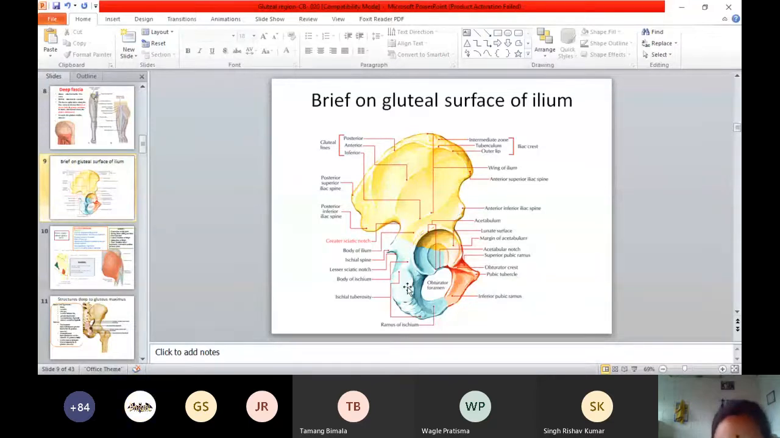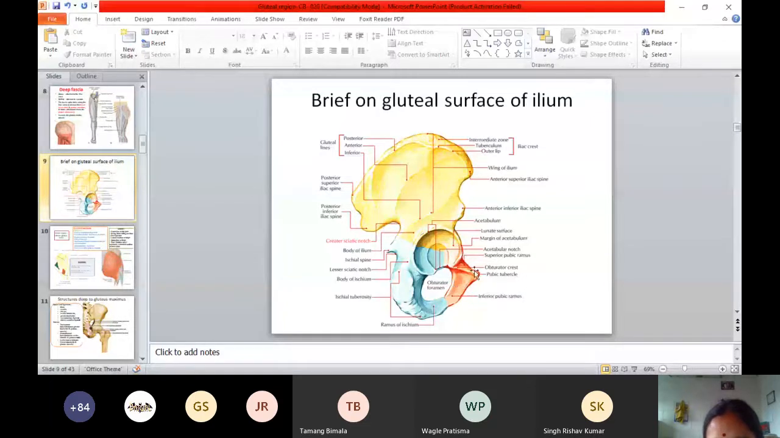Now, this blue color bone is the ischium. This conical process of the ischium is known as the ischial spine. This notch is known as the lesser sciatic notch. This big bony elevation is known as the ischial tuberosity. This projection of the ischium is known as the ramus of the ischium.